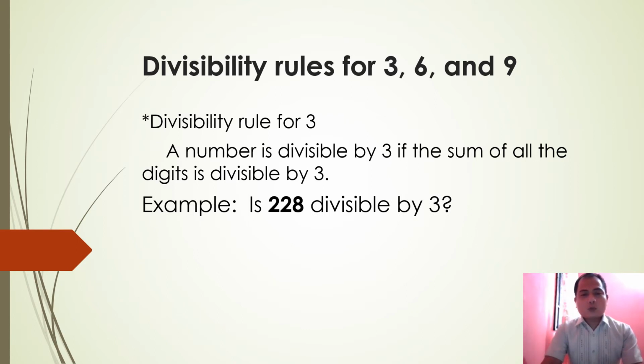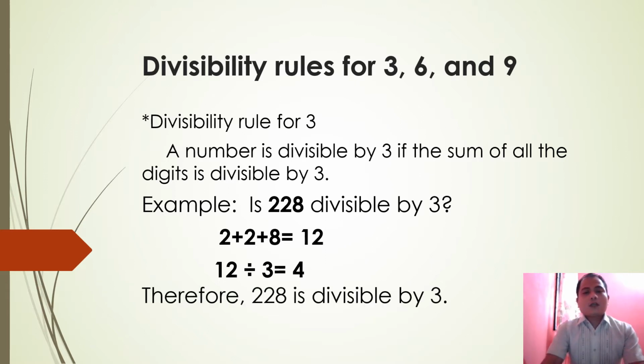Is 228 divisible by 3? We are just going to add the digits, which are 2 plus 2 plus 8, is equal to 12. And 12 is divisible by 3. 12 divided by 3 is 4. So there's no remainder. Therefore, 228 is divisible by 3.